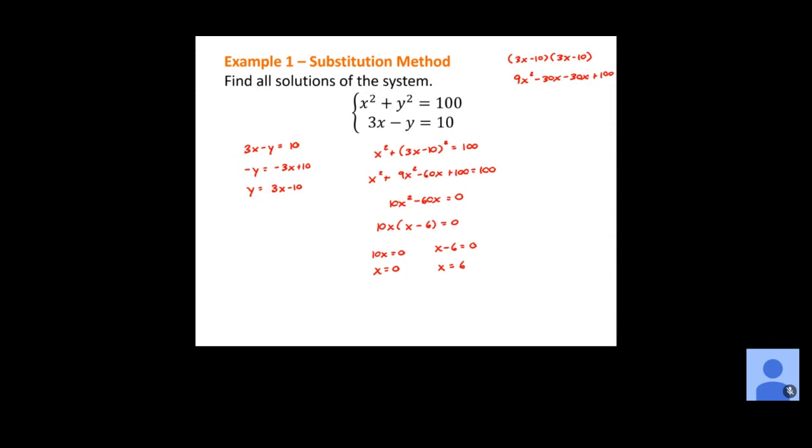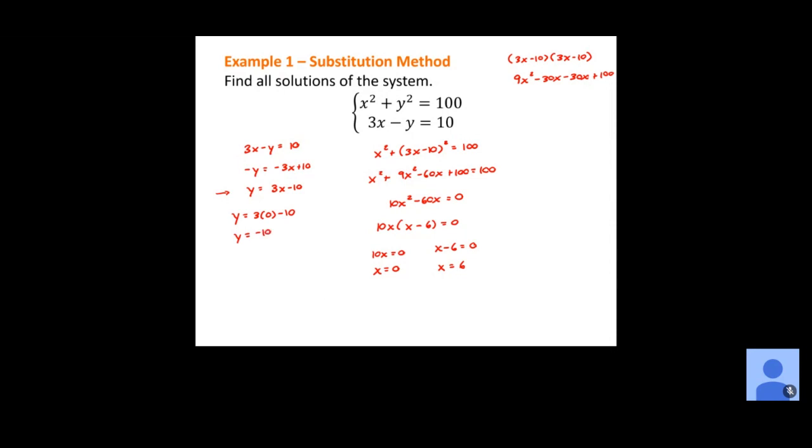Now, once we have the x values, we still need to know the corresponding y values, so we have to plug these in. Easiest place to do that is right here, since I've already solved that equation for y. So I'm going to start by plugging in the 0. So we're going to get y equals 3 times 0 minus 10. And so what would that give us? Negative 10, right? 0 minus 10, y equals negative 10.